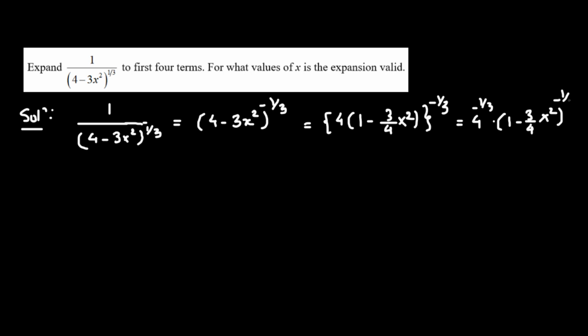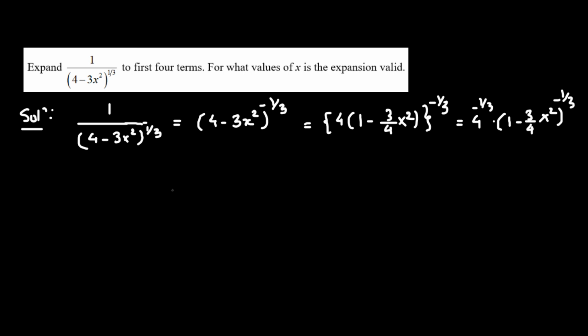So let's do that. So we'll have 4 times 1 minus 3 over 4 times x squared raised to the power of negative 1/3. Then we pull out the 4 and that will give us 4 raised to the power of negative 1/3 times 1 minus 3 over 4 x squared raised to the power of negative 1/3.